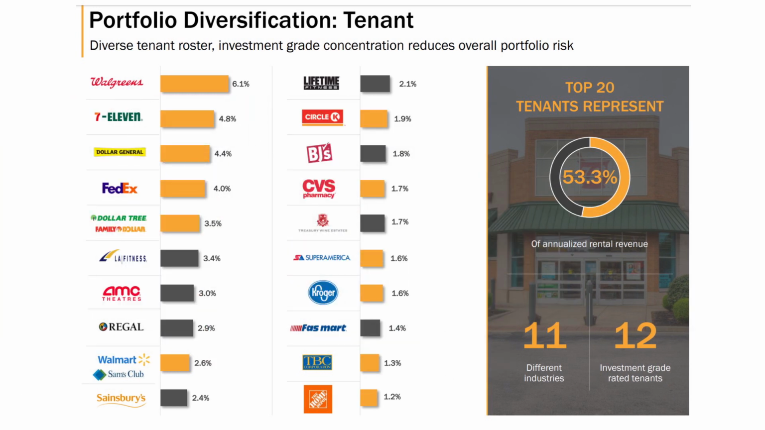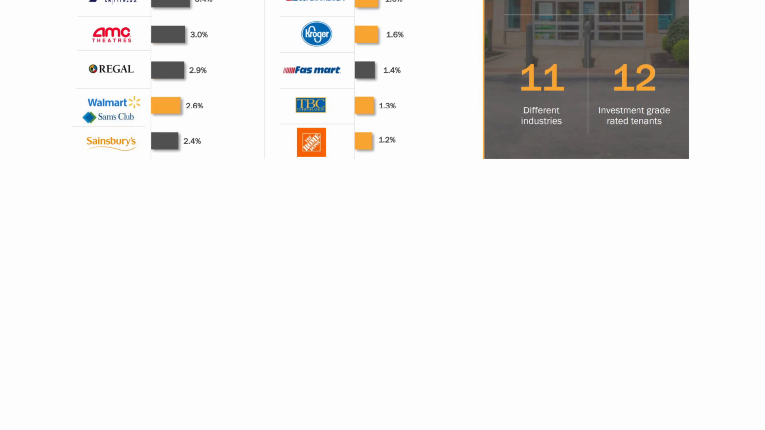As you will see here, Walgreens is the largest portion of the portfolio at only 6.1%, with most at or below 3%. The important thing here is if one of the many companies leasing from Realty Income goes bankrupt, Realty Income only loses a small portion of their income as a result. The top 20 tenants in their portfolio only make up 53.3% of their total rental revenue.